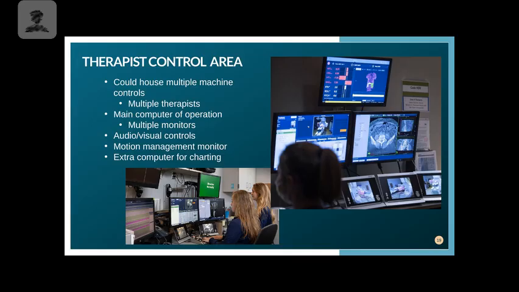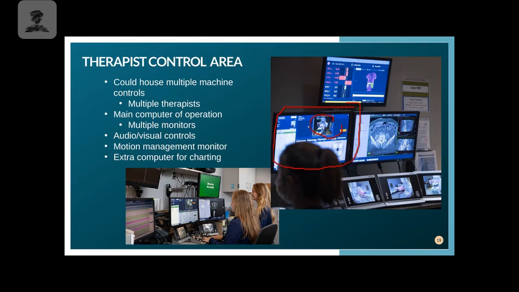You're going to have multiple monitors. There's kind of a lot going on. We're not nearly as bad as the radiologists with all of their stuff, but we will have quite a few things. We have audiovisual controls so that we can see and hear our patients. We will have our motion management monitor so we can see as a patient moves or if they move out of threshold. And then we have extra computers for charting and to make sure we have the patient's future appointment set up, anything they might need, access to the web, because we sometimes have to log into other systems and things like that.